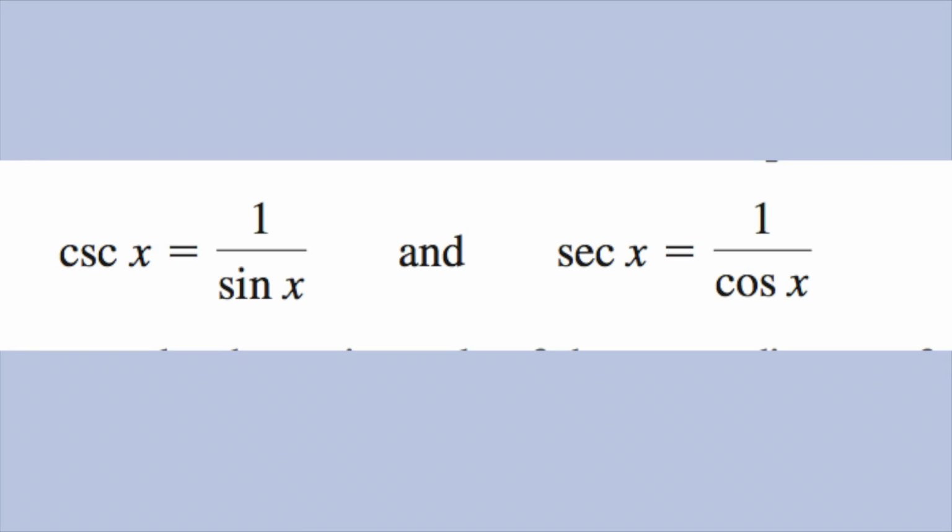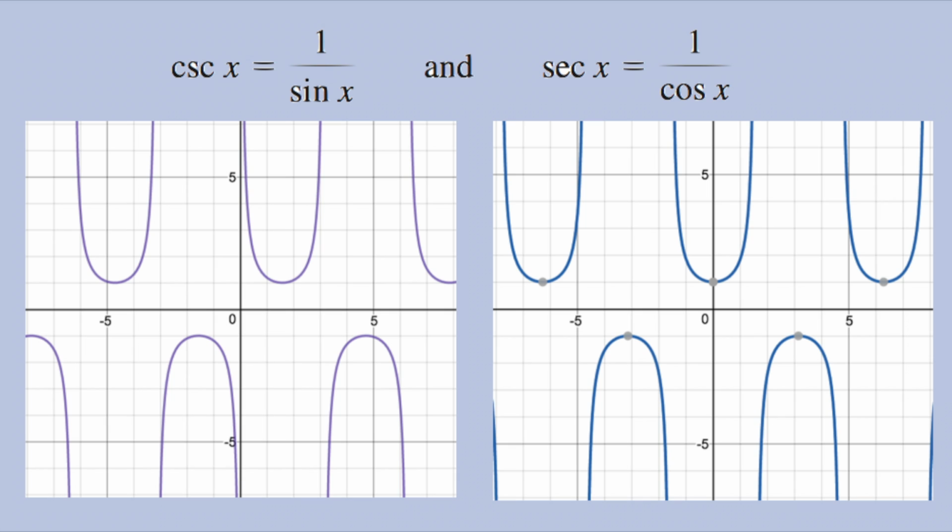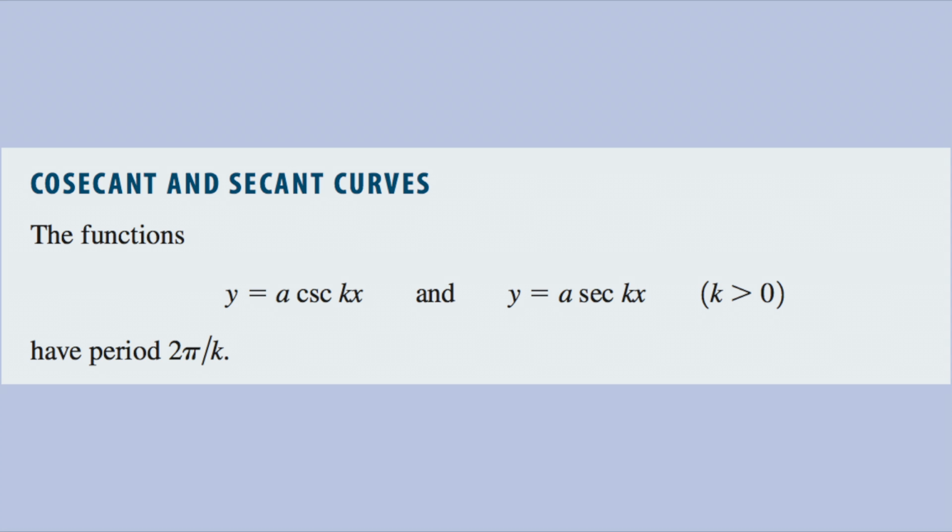To graph y equals cosecant x and y equals secant x, we use the reciprocal identities. Y equals cosecant x equals the same thing as 1 over sine x, and y equals secant x also equals 1 over cosine x. When we input values, this is what their graphs look like. Therefore, we can say that y equals a cosecant kx and y equals a secant kx have a period of 2 pi over k. Lastly, let's talk about transforming tangent and cotangent graphs.